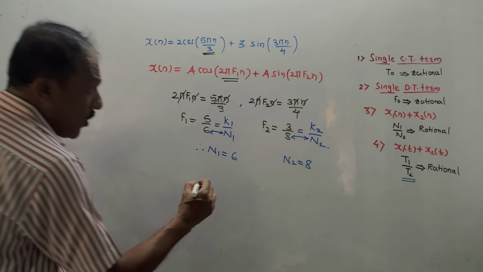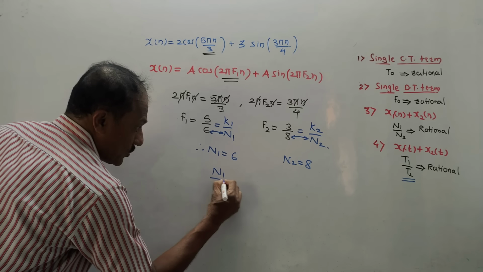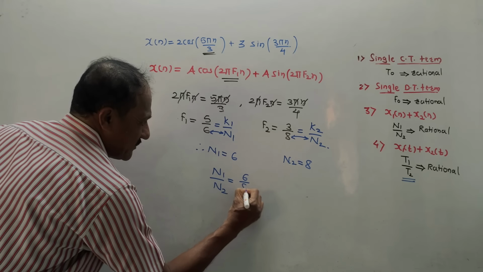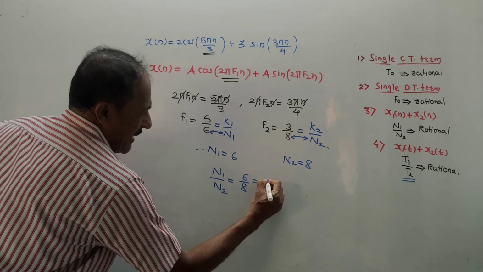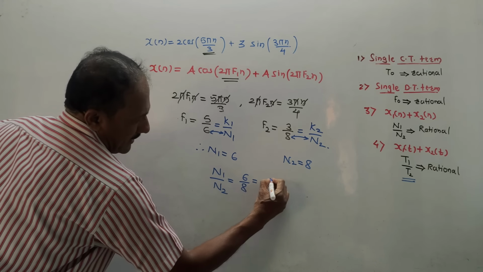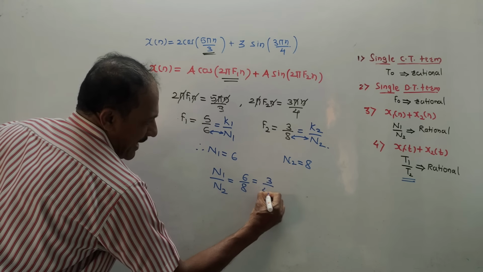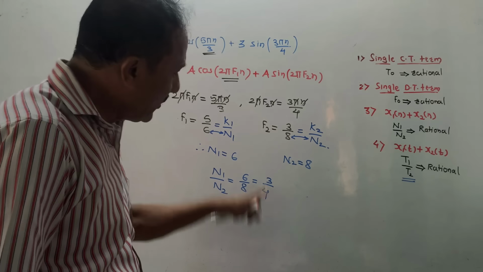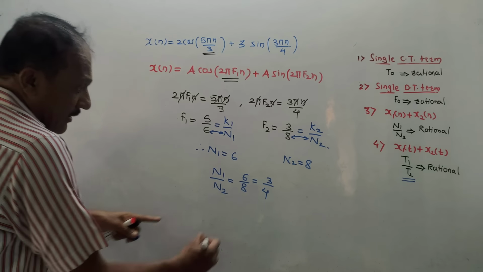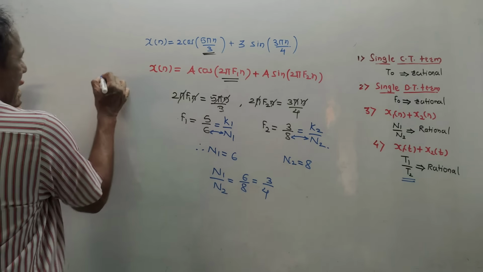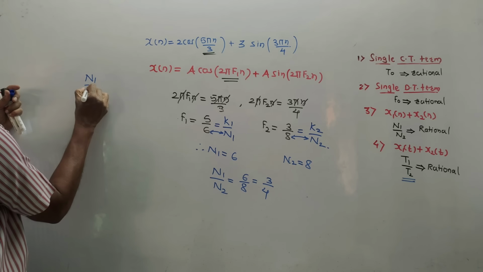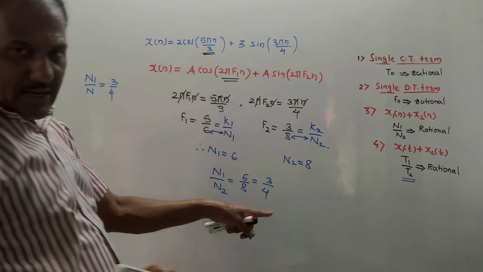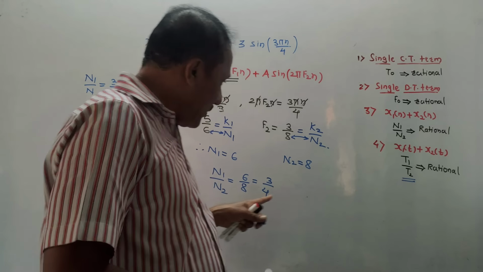Now take the ratio of N1 by N2. So if I take the ratio of N1 by N2, I will get 6 by 8, which is same as divide numerator and denominator by 2. So I will get 3 by 4. As I mentioned earlier, don't do this calculation on the calculator. You have to do it manually. So our answer of n1 by n2 is equals to 3 by 4 after simplifying, after dividing numerator and denominator by 2.